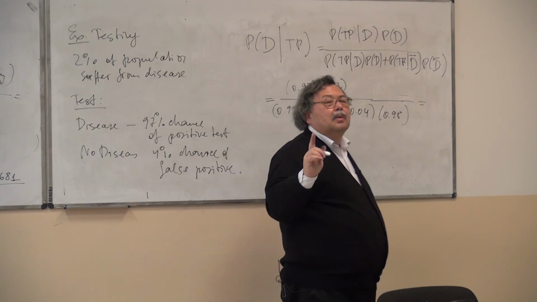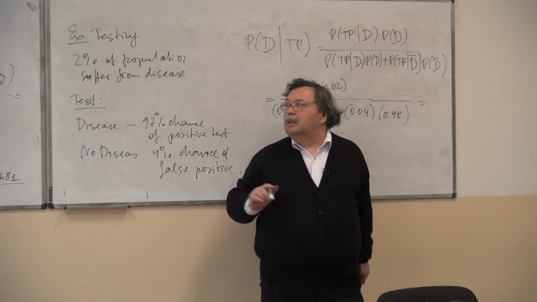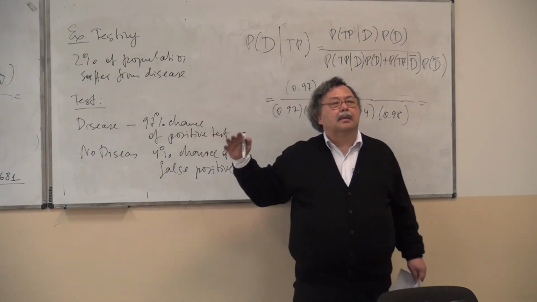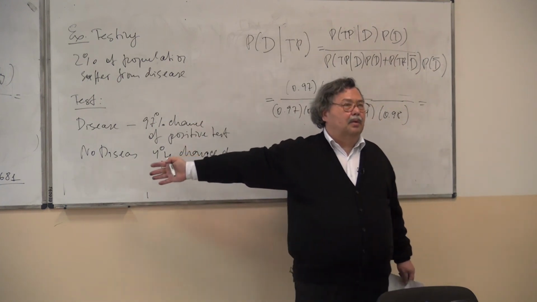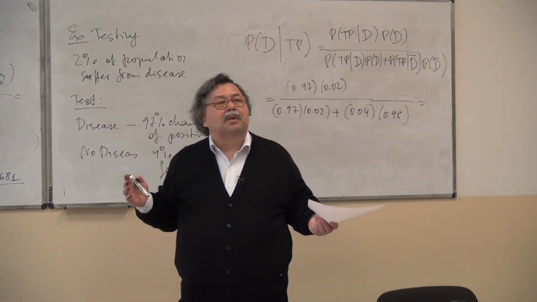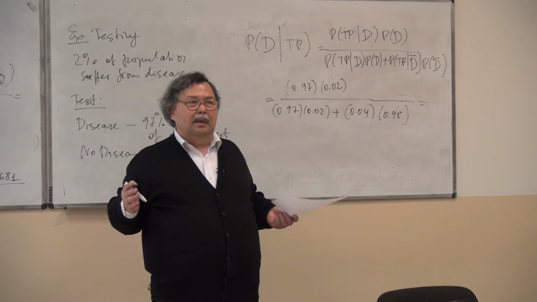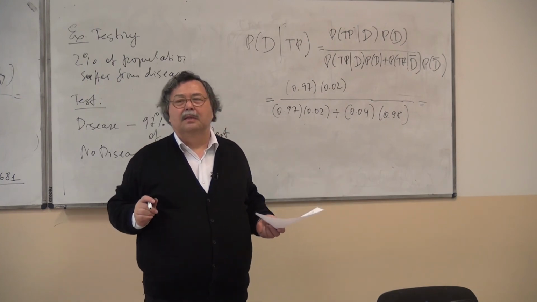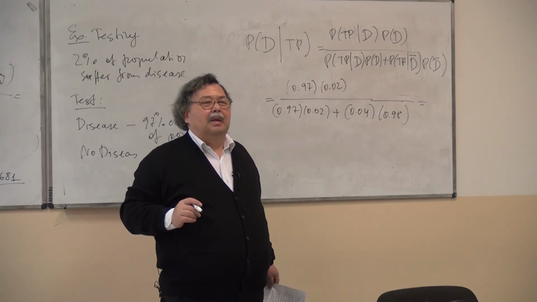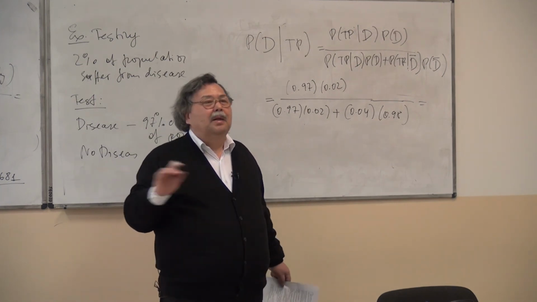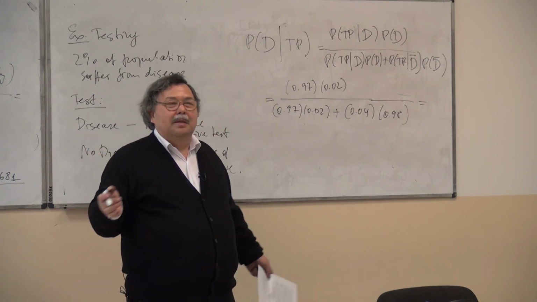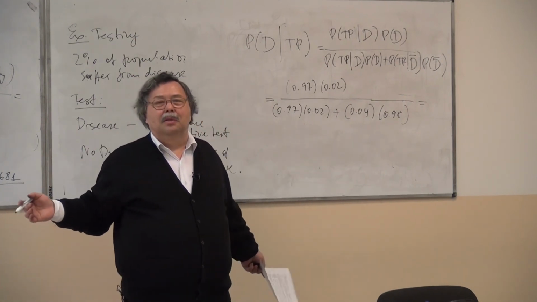Now let me ask you, what is your guess? Considering this degree of reliability of the test, reliability is expressed in these values here. Suppose an individual gets a positive test. What's the probability that he or she actually has the disease? What is your guess? Well, I must admit that I'm helpless. I don't have any idea. Whether it's 0.9 or whether it's 0.6, I don't know.